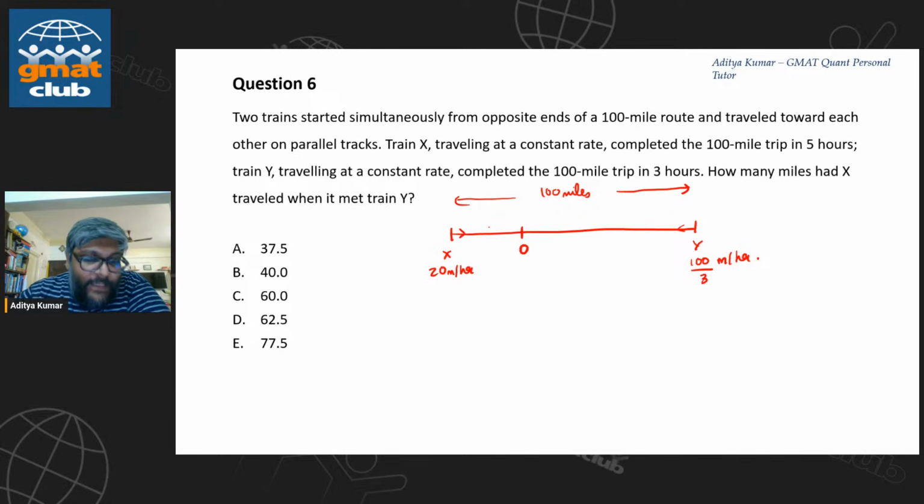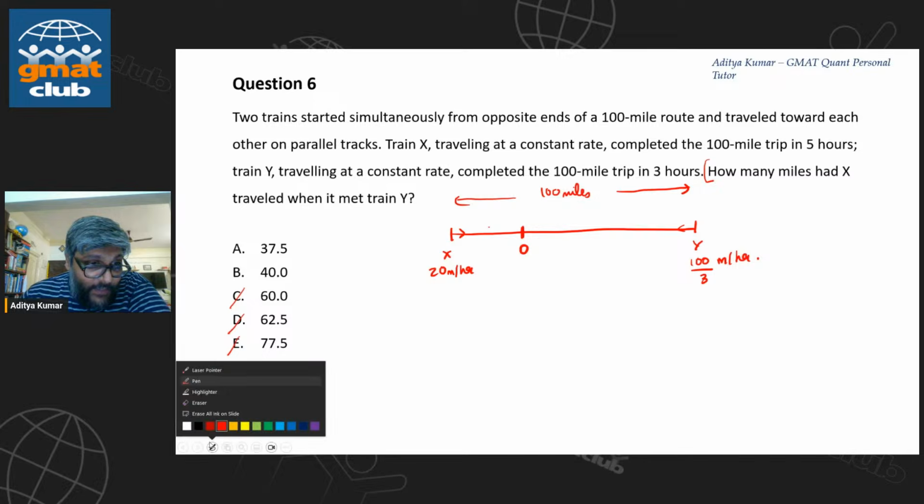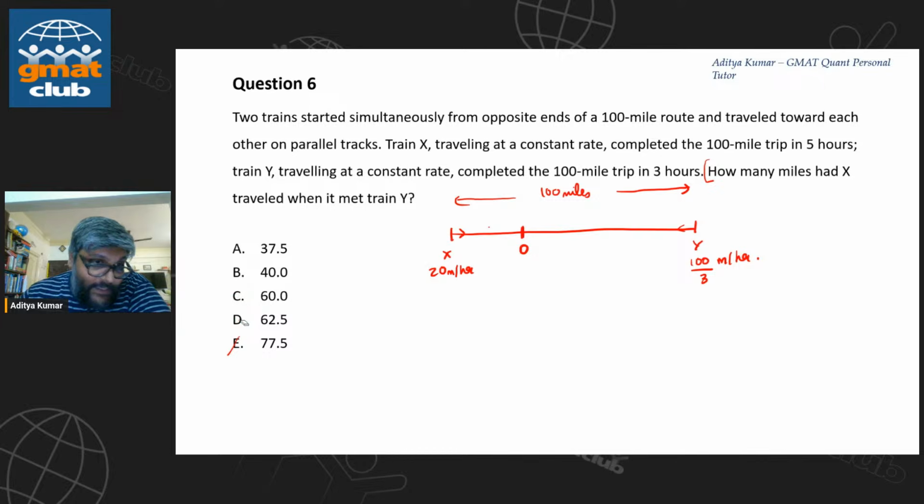Immediately, when I read the question, how many miles had X traveled when it met train Y? They're asking me to find the distance that X travels. And I know that it has to be less than half, because halfway means they're traveling at the same speeds. I know Y is traveling faster, so it's obviously going to be closer to X. So I know I can eliminate C, D, and E as my answer choices.